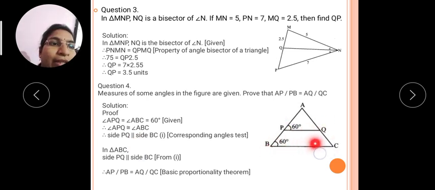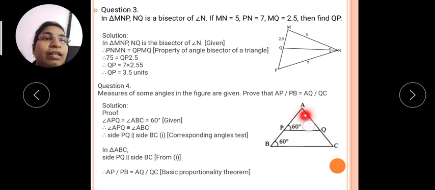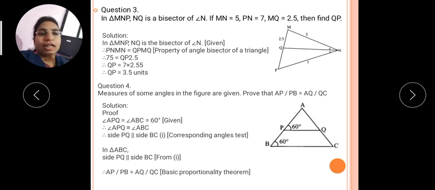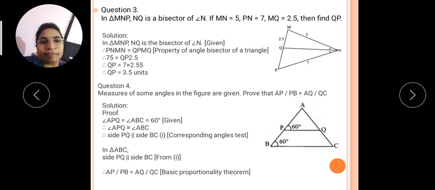If PQ is parallel to BC, PQ is a line parallel to one side of a triangle. Therefore by the basic proportionality theorem, this line divides the remaining two sides of the triangle in equal proportion, and therefore AP upon PB is equal to AQ upon QC.